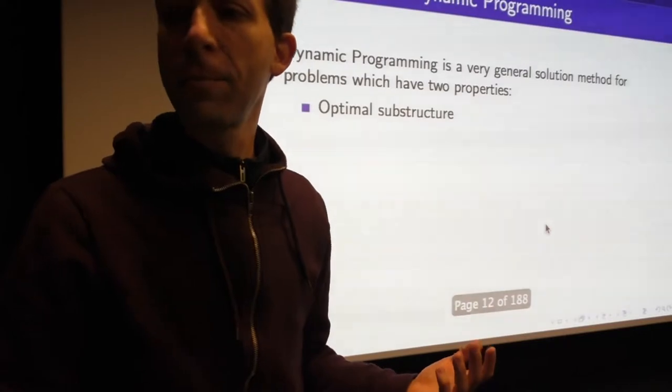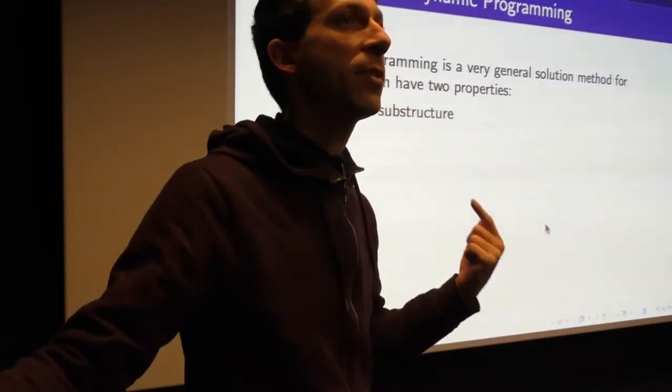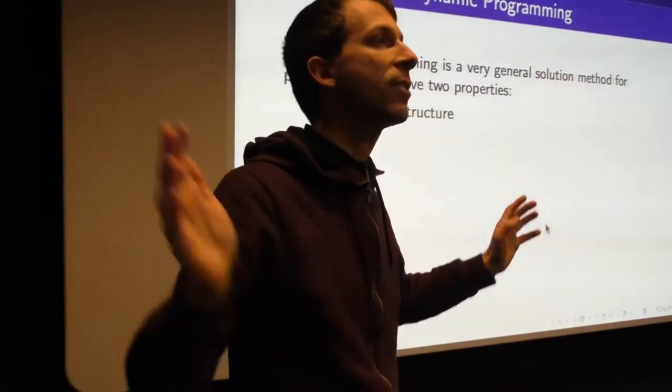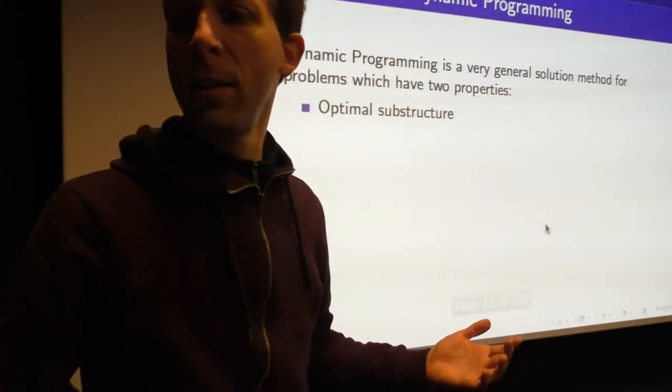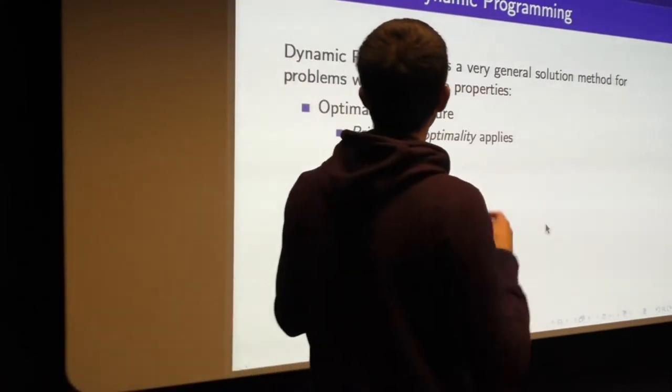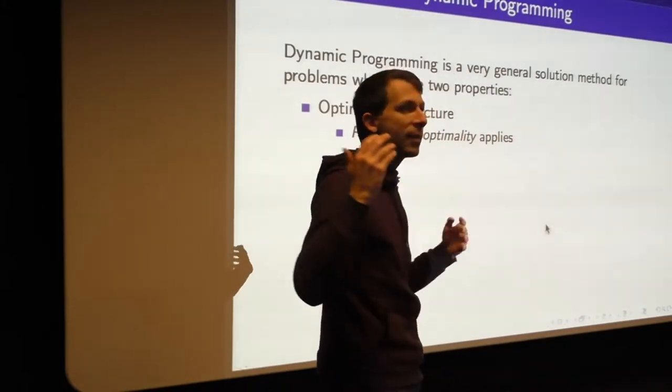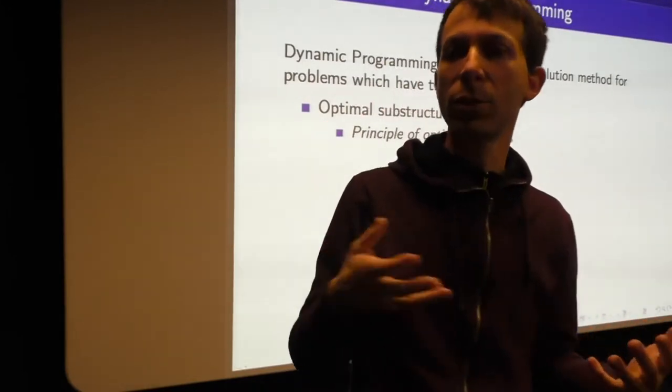Specifically, dynamic programming needs to have two properties in order to be applicable. This is not about RL yet. This is just the general idea of dynamic programming. So you need to have something called optimal substructure, which basically means that this thing called the principle of optimality applies, which we'll talk about later.